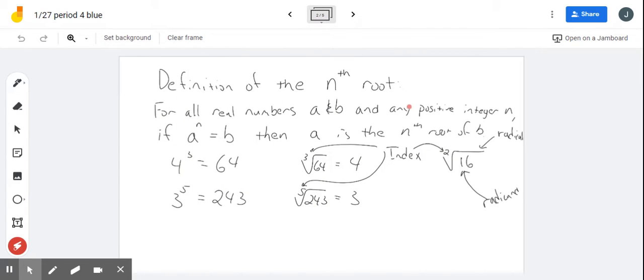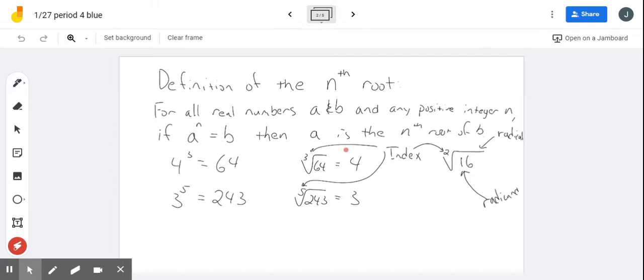Okay, now we're going to extend and expand in this unit. We're going to go to the nth roots. So the definition of the nth root: for all real numbers a and b and any positive integer n, if a raised to the nth power is b, then a is the nth root of b. So if 4 raised to the third power is 64, then the cube root of 64 is going to be 4. If 3 raised to the fifth power is 243, then the fifth root of 243 is going to be 3.